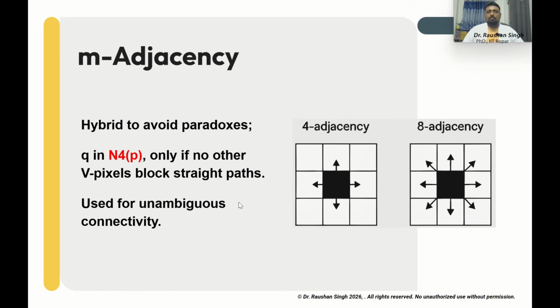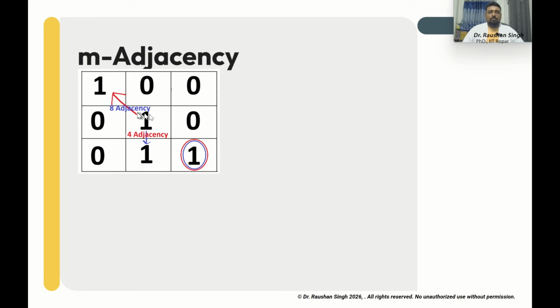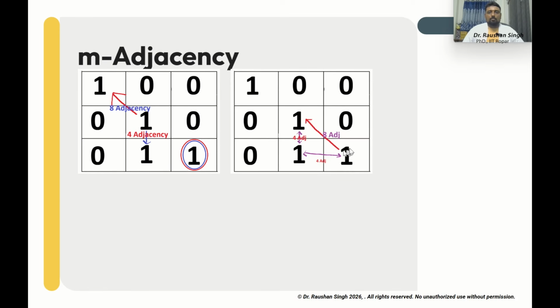But there is sometimes confusion, a paradox. So what is the paradox? Let's see. You can see that these 1 and 1 are connected with 4 adjacency. This 1 and 1 are connected with 8 adjacency, but there is a problem. The problem is with this one. This one and this one are connected in two ways, through 4 adjacency and also 8 adjacency. So you can see that this one and this one can be connected in 8 adjacency and through this one in 4 adjacency. So which one do I have to consider?